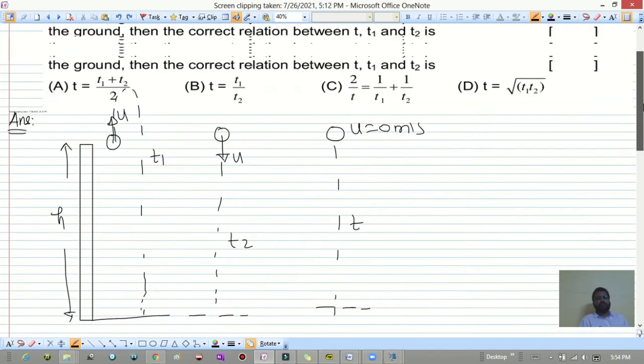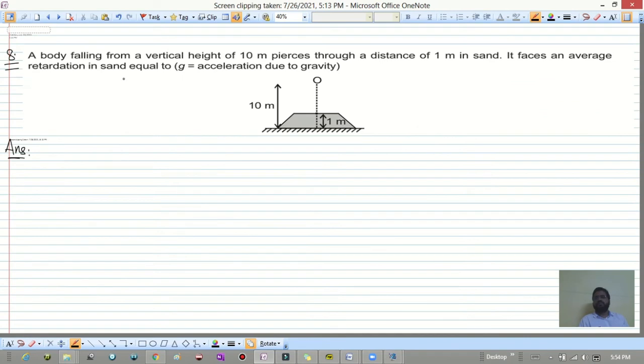Now the next problem which we have is a body falling from a vertical height of 10 meter pierces through a distance of 1 meter in sand. If it faces an average retardation in the sand equal to, in terms of g, we want. So till 9 meter there is no retardation. So here we have to find out what is the velocity. So final velocity at 9 meter is root of 2 into g into h, h is 9, which is equal to root 18 g meter per second. And the final velocity at the end point is 0. So initial velocity at this point now is root 18 g.